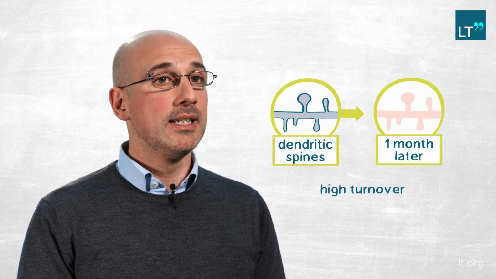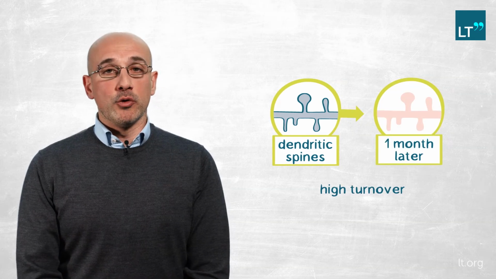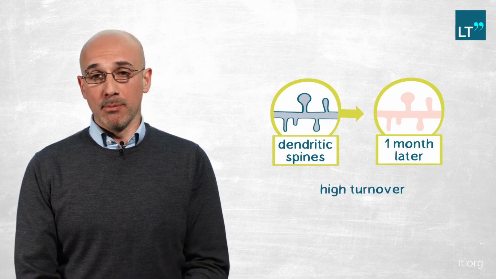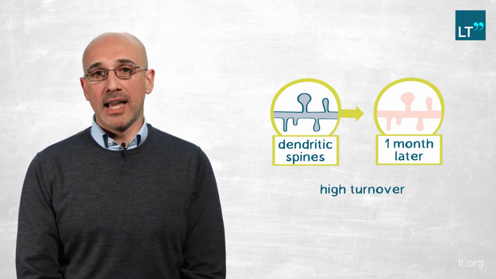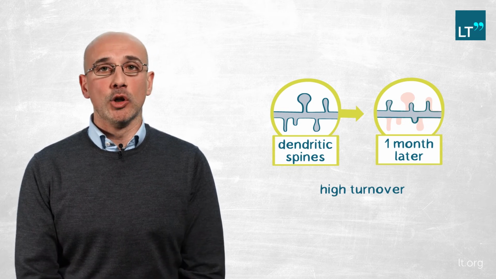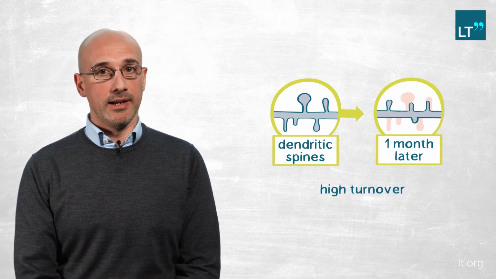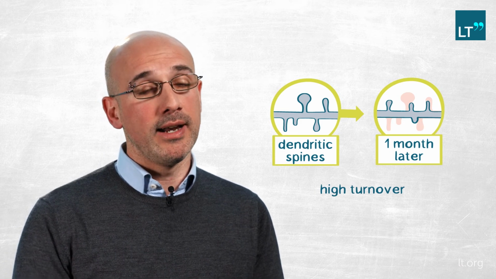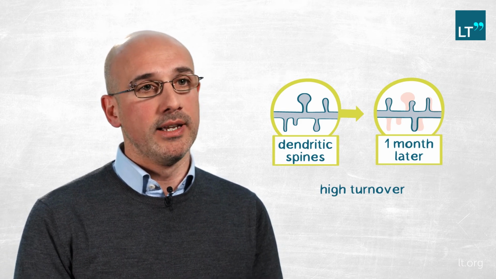In fact, we find that over the course of approximately a month, 100% of the synapses of basal dendrites of hippocampal neurons completely turn over. High turnover means that if today I were able to look at 1,000 synapses in the mouse hippocampus, a month from now I wouldn't be able to find any of them. Instead, a brand new, or at least partially overlapping, set of synapses will be there, so that none or almost none of the original synapses will be there.